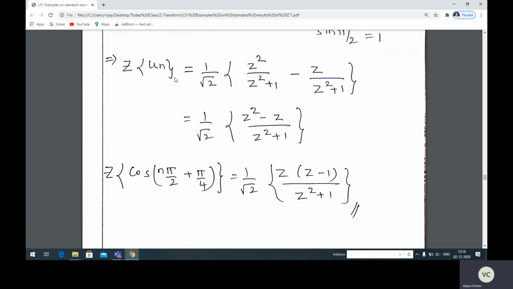So z transform of un is equal to 1 by root 2 times z square divided by z square plus 1 minus z divided by z square plus 1. So LCM is z square plus 1, so z square minus z. You can take z common if you want. So 1 upon root 2 into z times z minus 1 divided by z square plus 1.